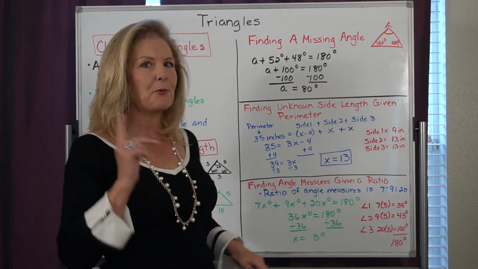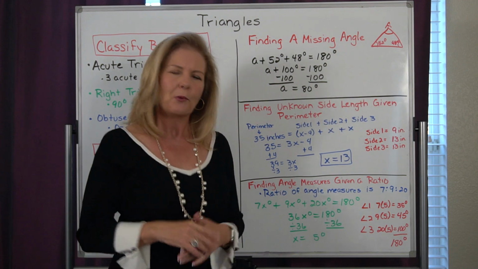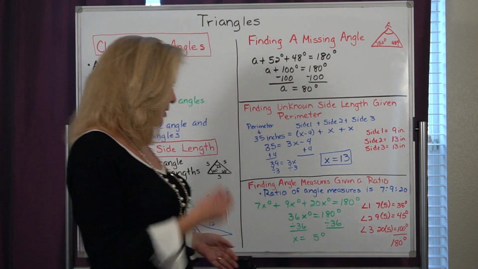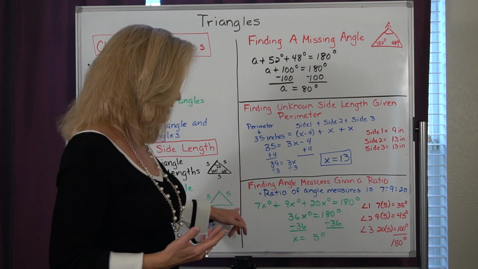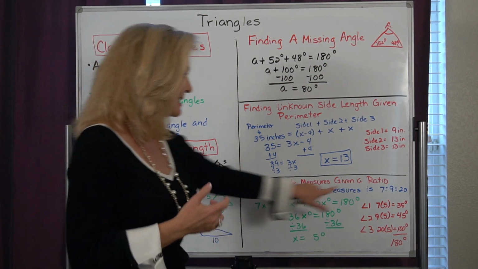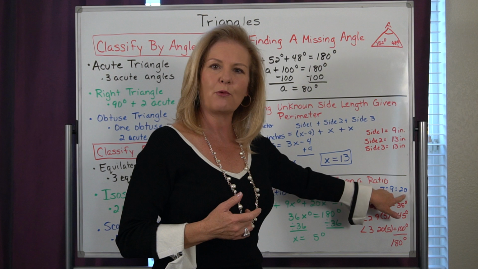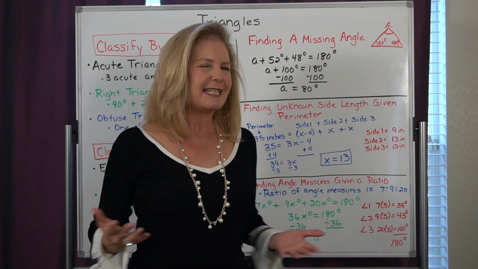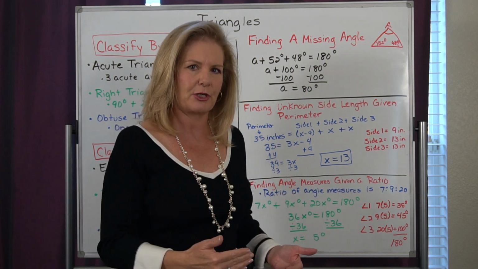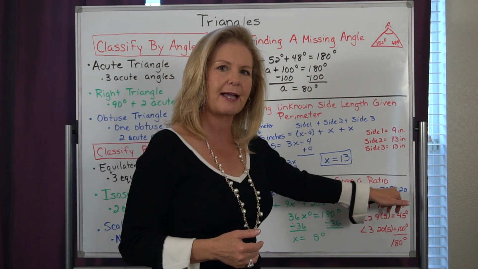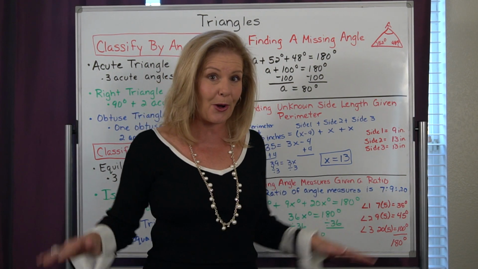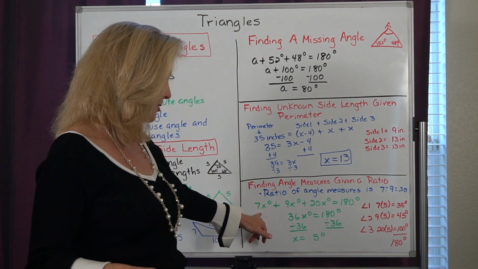So our final one, which always seems tricky, is what if they give us a ratio? What if they say, find the angle measures given the ratio that one is 7, one is 9, and one is 20. Now, it doesn't mean that they measure 7, 9, and 20. It means that the ratio is 7 compared to 9 compared to 20. I don't know what that angle measure is.